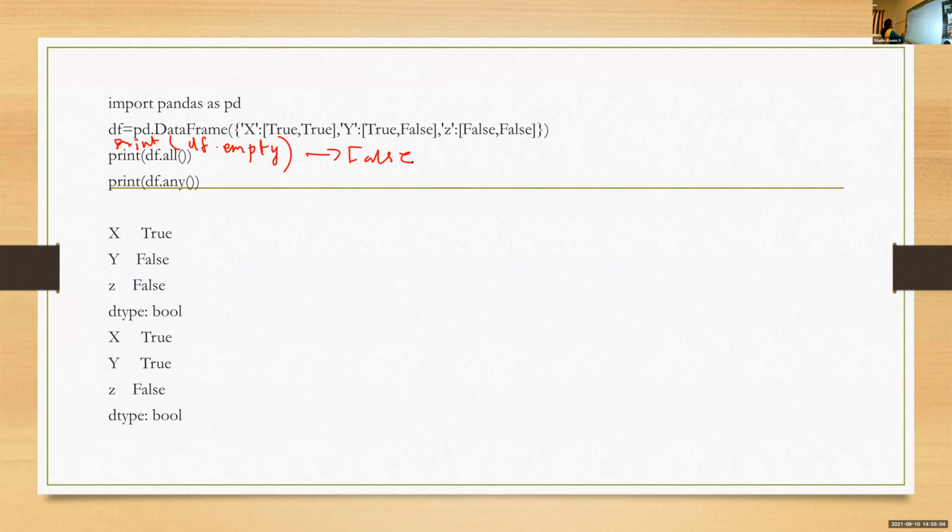Then what about this df.all? df.all will return all the results. Here X is the first column name, the second column name is Y, and the last column name is Z, and the values are, I will just write the values, X, second.